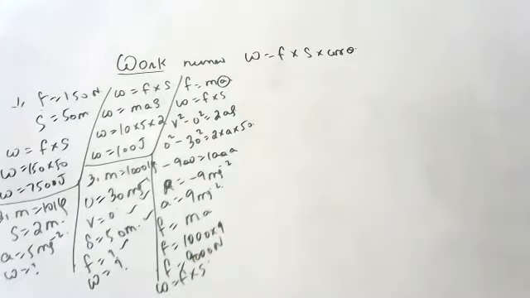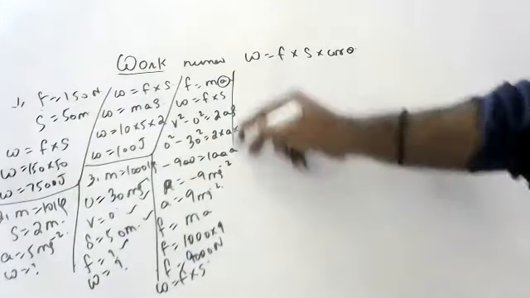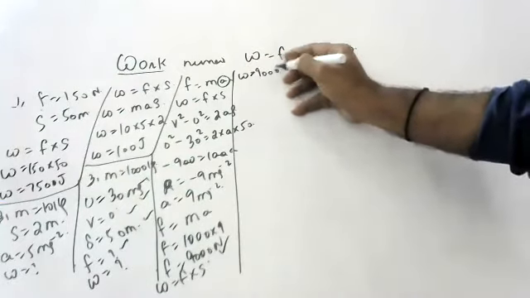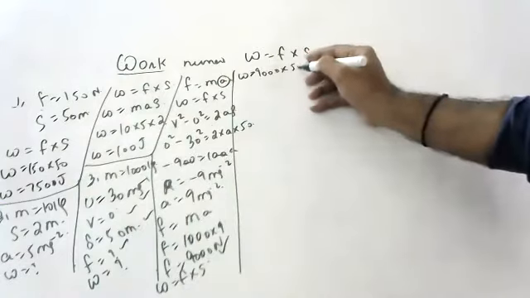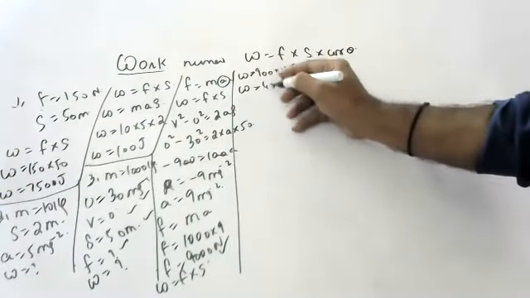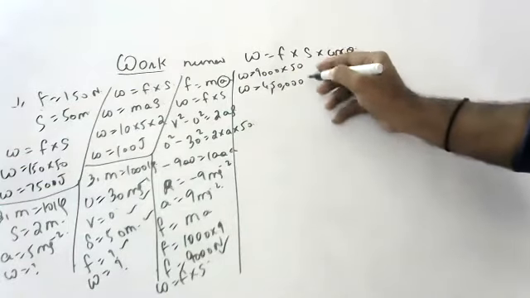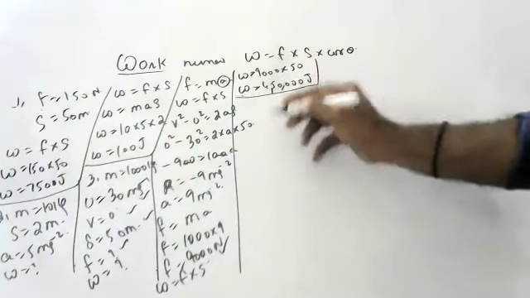Next, work is force into displacement. Force is 9000, displacement is 50. So 9000 into 50 is 4 lakh 50,000 joules.